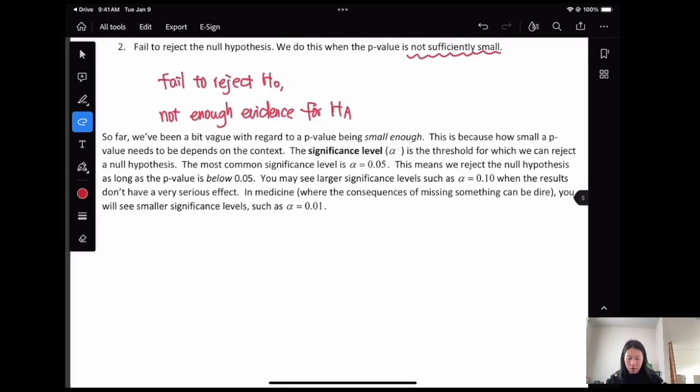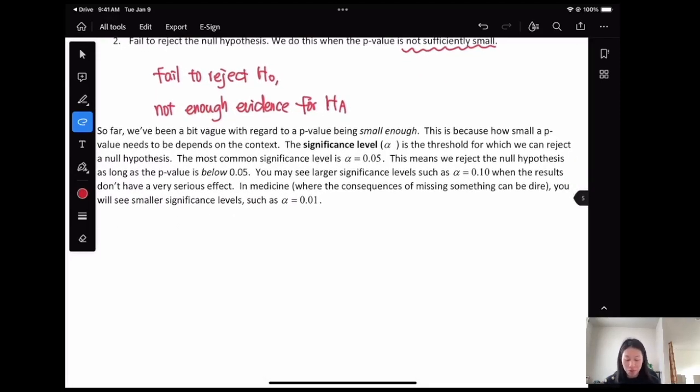Okay, so far we've been a little bit vague regarding the p-value being small enough. This is because how small a p-value needs to be depends on the context. There is a significance level, alpha, which is the threshold for which we can reject a null hypothesis. The most common significance level is 0.05.